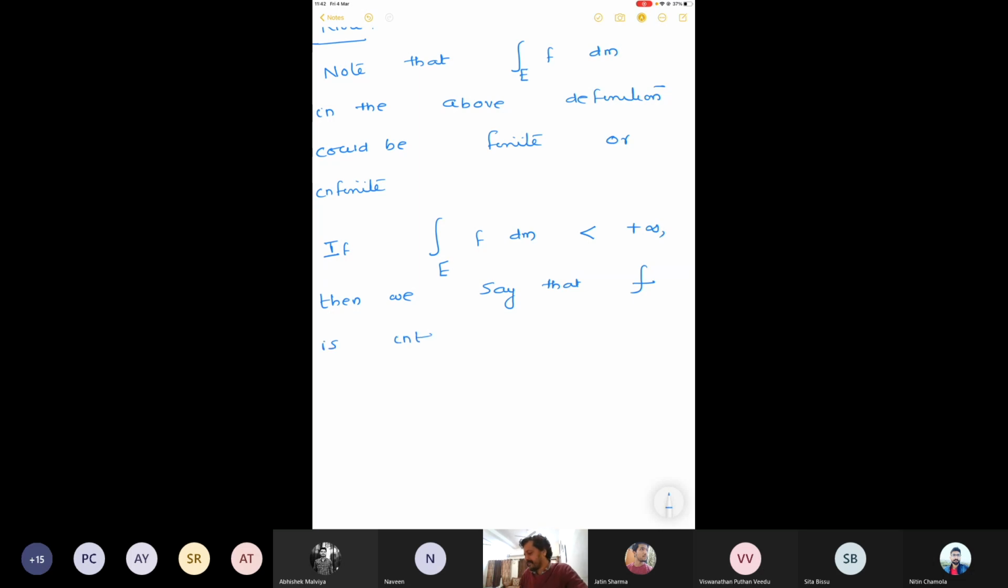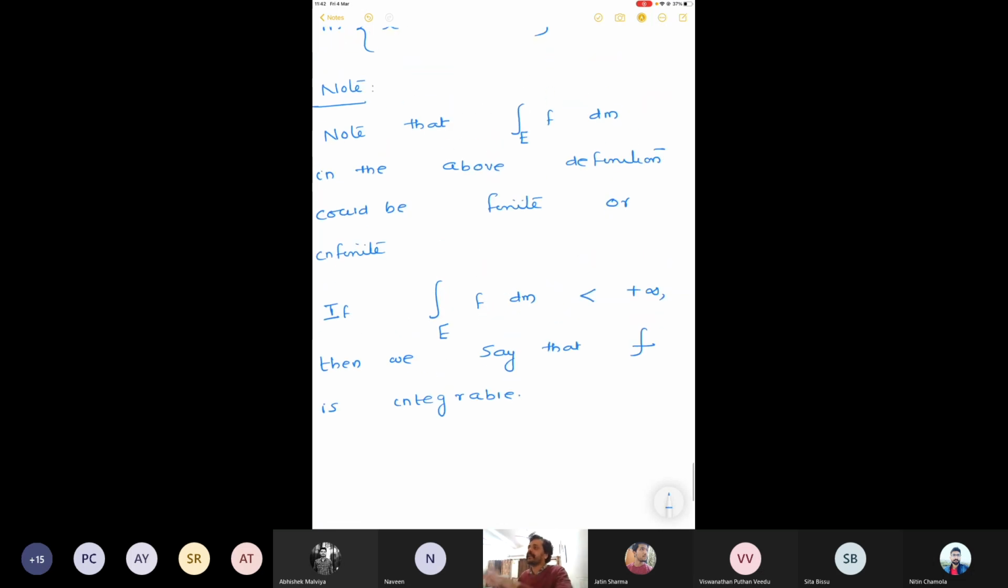So now we have integrability of a non-negative function, which can be unbounded, over any set, whether it is of finite measure or not, we don't bother. If the integral happens to be finite, we call it integrable.